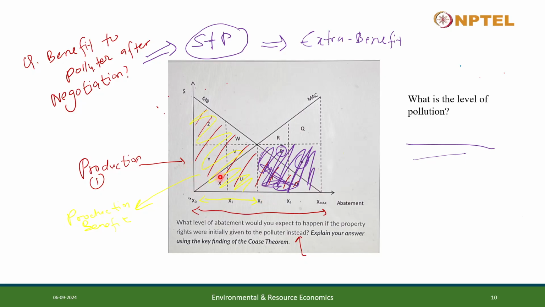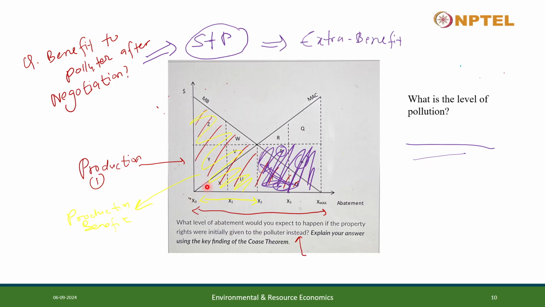And then in this case, the victim will give some bribe to the polluter. So this yellow area will be the benefit out of production, and this purple area will be the benefit because of the bribe which the victim gives to the polluter. So the extra benefit because of negotiation will be area S plus P. This area is the extra benefit which the polluter is getting.